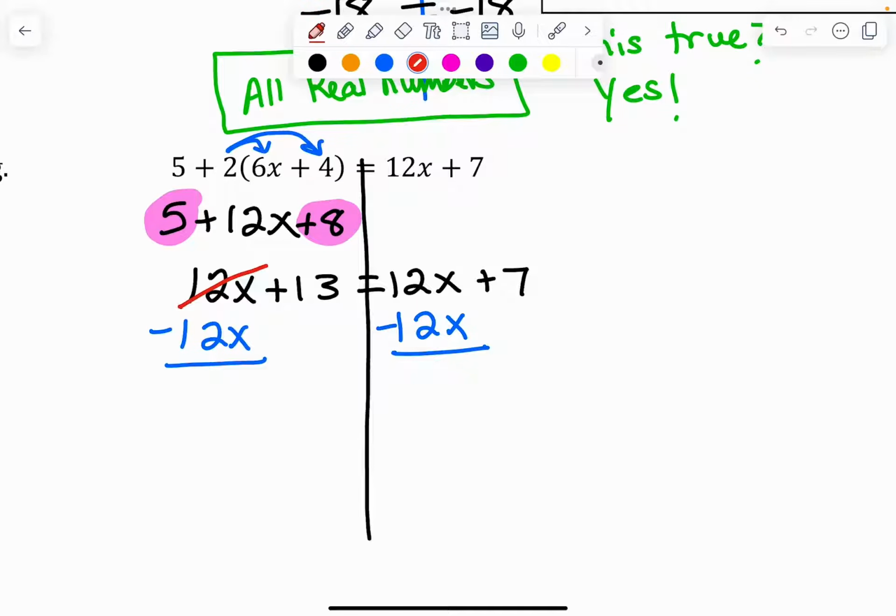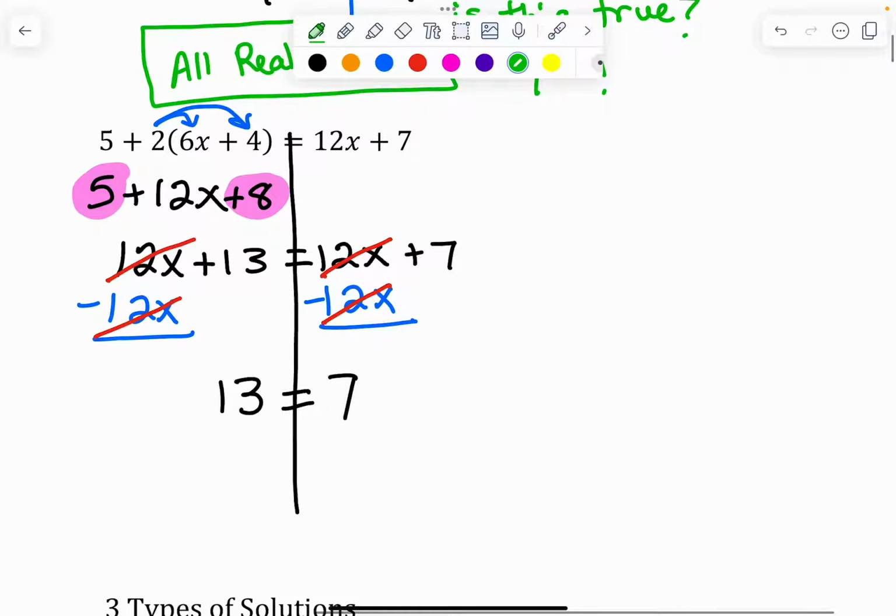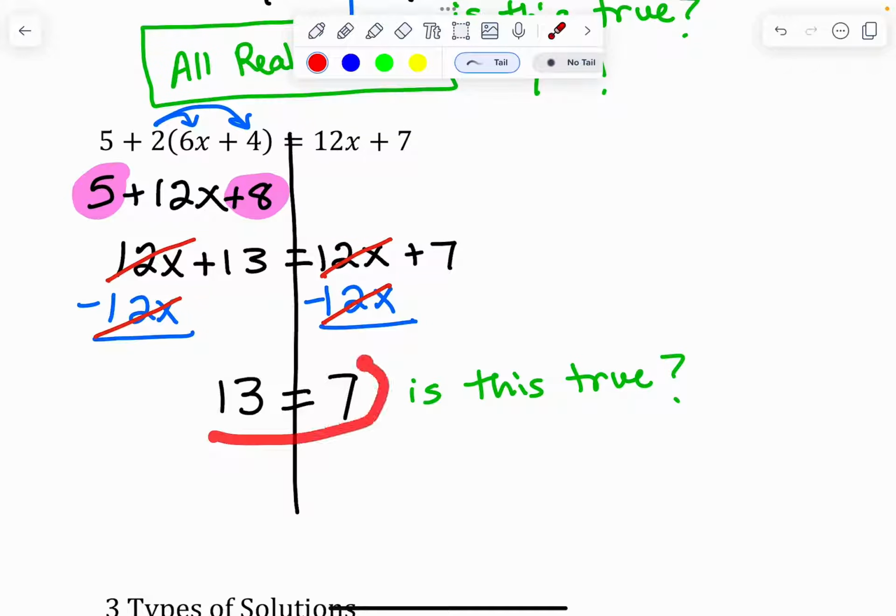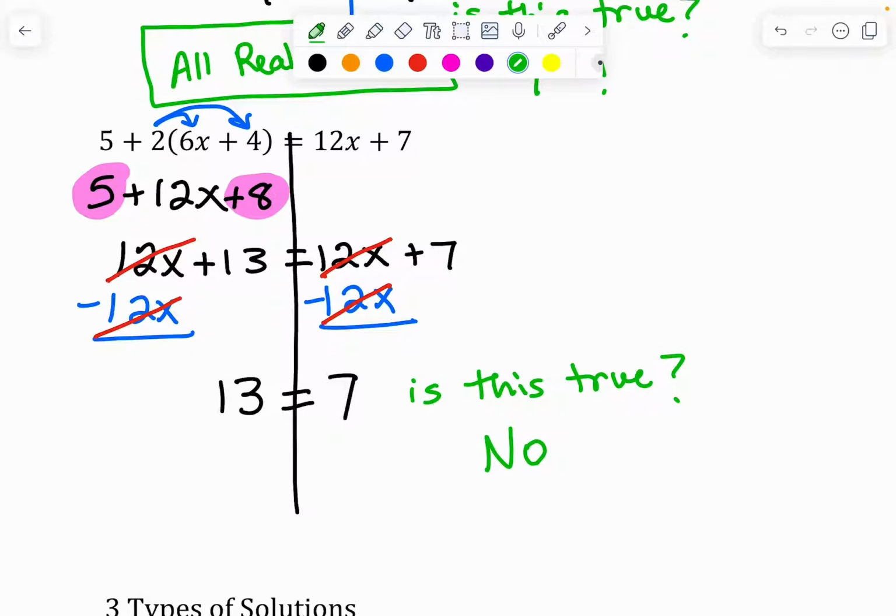And when we do that, 12x minus 12x cancels. And we're just left with 13. On the right side, 12x minus 12x cancels. And we're just left with 7. So now all the x's canceled. And our question is, is this true? Do we have a true statement here? Does 13 equal 7? We know that it doesn't, so it's not true. So our answer for this one is going to be no solution.